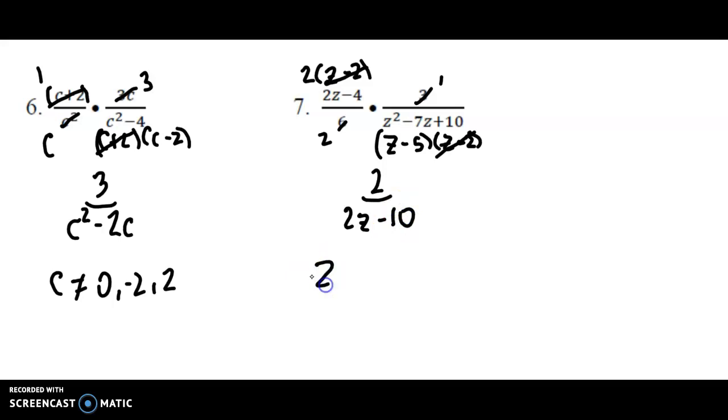Excluded values, z cannot equal, no variable, so nothing, positive 5, positive 2.